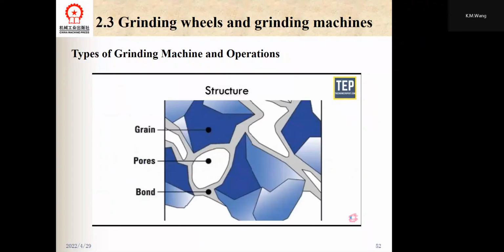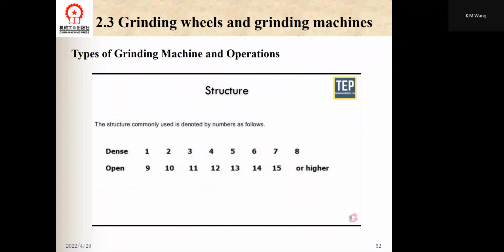Grinding wheels are generally composed of three elements: abrasive grains, bond, and pores. Structure denotes the spacing of the abrasive grains in the wheel. The lower the structure number, the denser the wheel. Structure numbers range from 0 to 14.